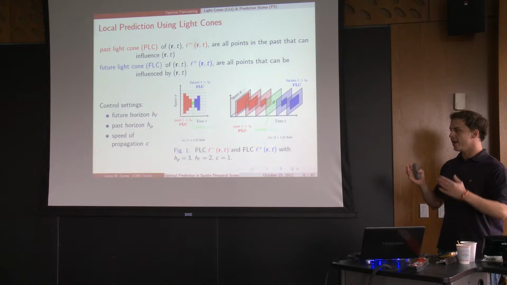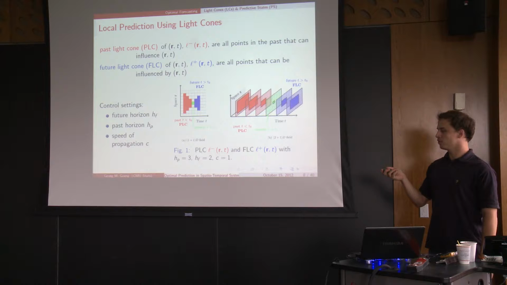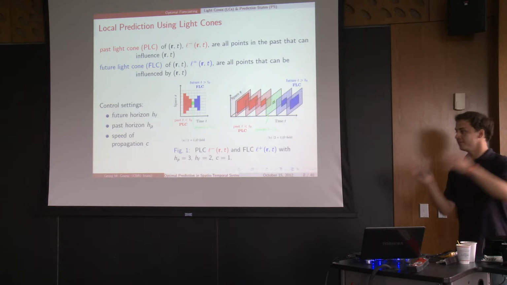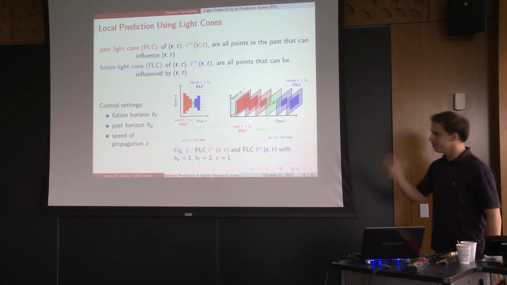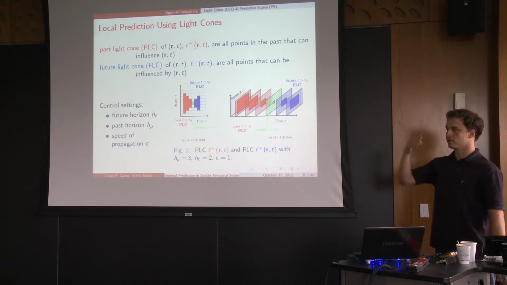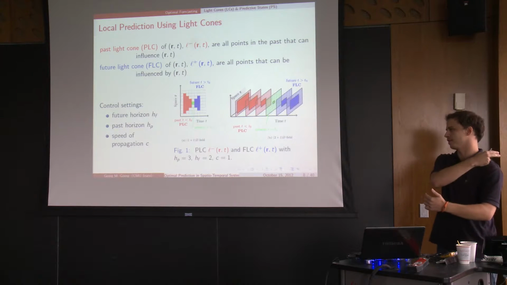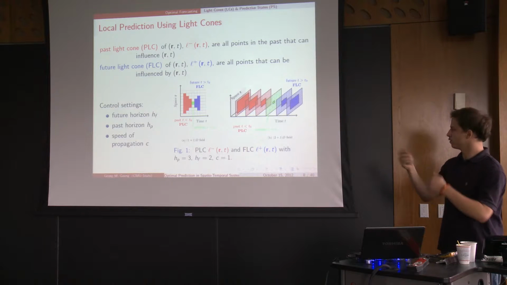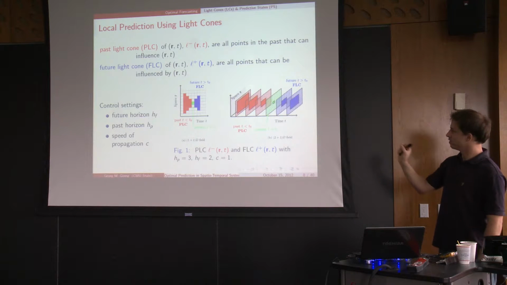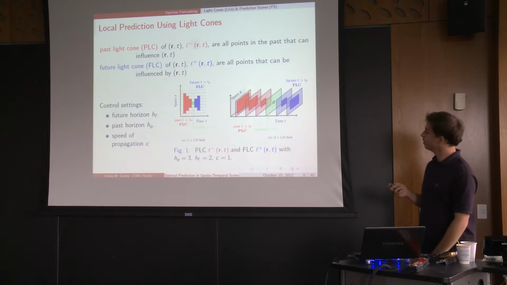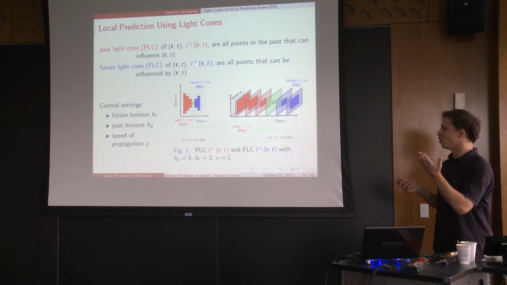In practice, we have to limit this to a finite horizon because, in principle, it's an infinite past and an infinite future. But we cut it off at HP and HF, where we just look into the future this much and look into the past this much. And the speed of propagation is just how fast those particles or points can influence each other. Like how fast does the cloud need to get here? And those are the control parameters.